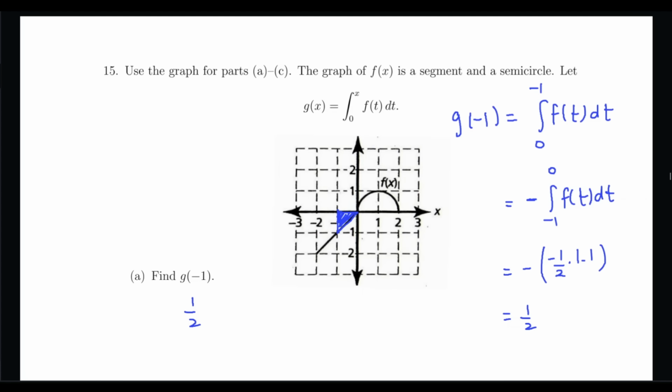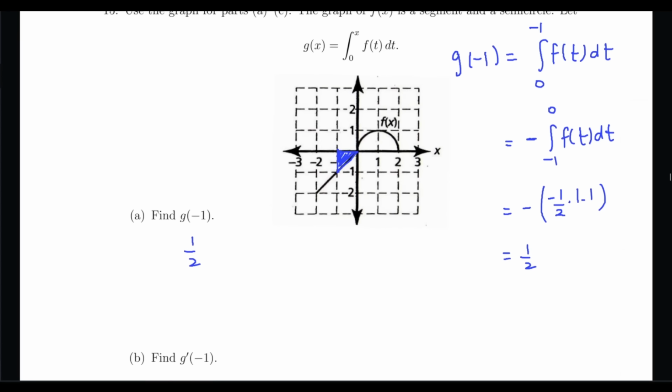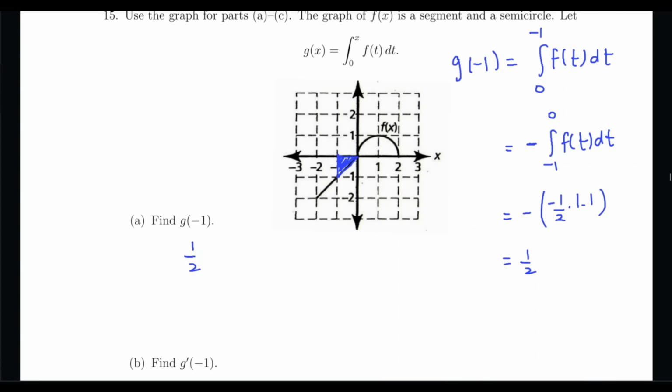And the others should be straightforward because they are asking g prime now. So g prime, I think you very well know, g prime of x will just be f of x. So they are asking g prime of -1, which is just f of -1, and f of -1 is just -1, right? So this is -1 right over here.